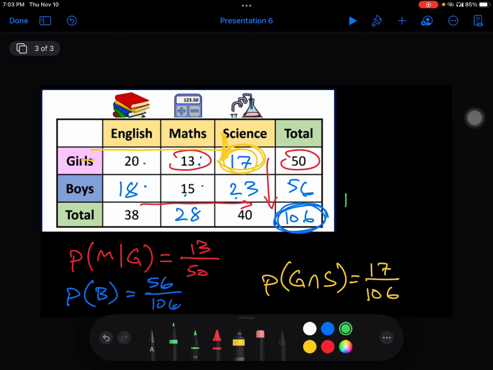How about the probability that a student likes English or is enrolled in English given that they are a boy? Well, we know that given is now our new total, so we're going to look at 56 as our total, it's our whole. And of those 56, how many like English? Well, it's going to be 18 up top.